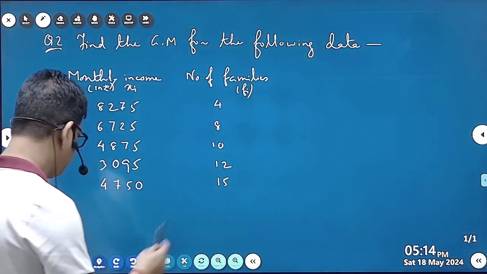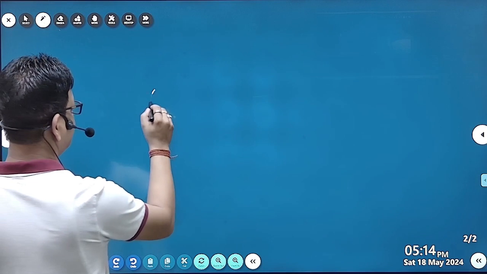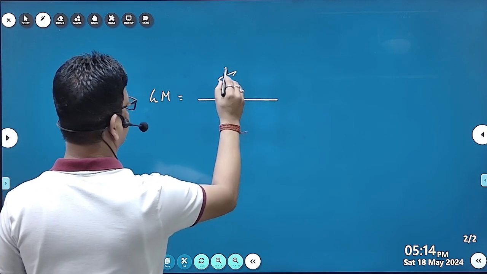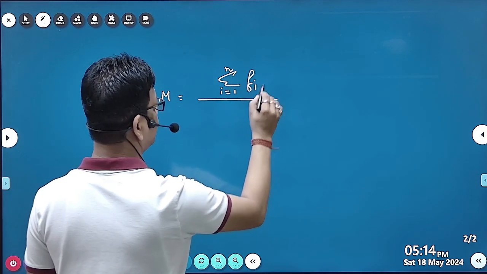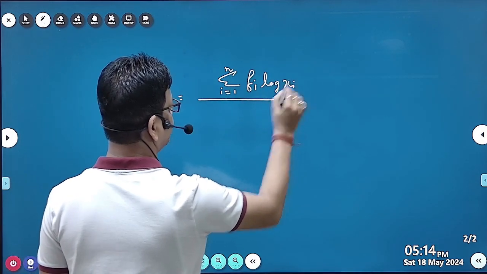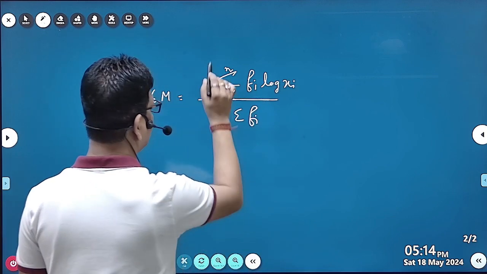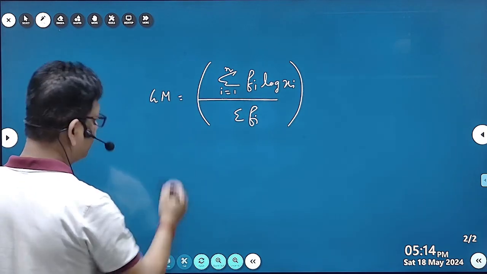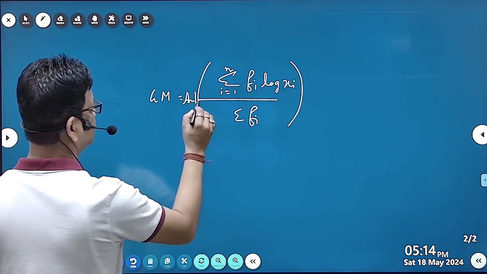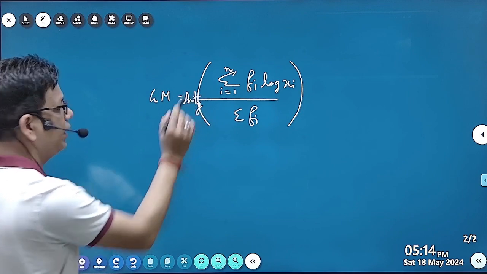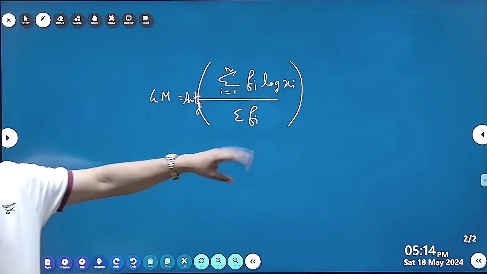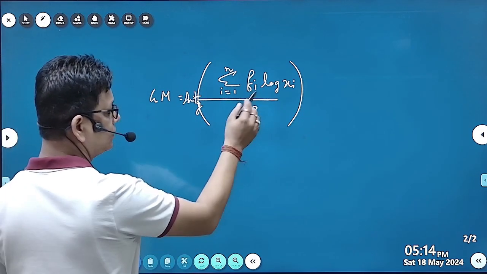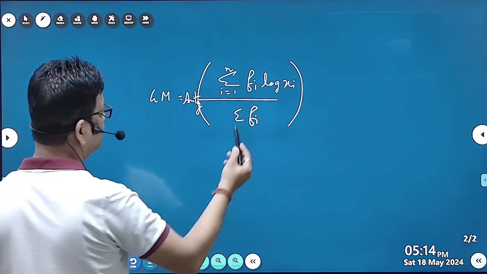So if you see the formula that I've written, the geometric mean is summation of i equal to 1 to n, fi log xi, divided by summation of fi, and whatever we get finally, for this we need to find the anti-log. Yes or no? So anti-log of this, whatever we get from this, we need to find the anti-log.